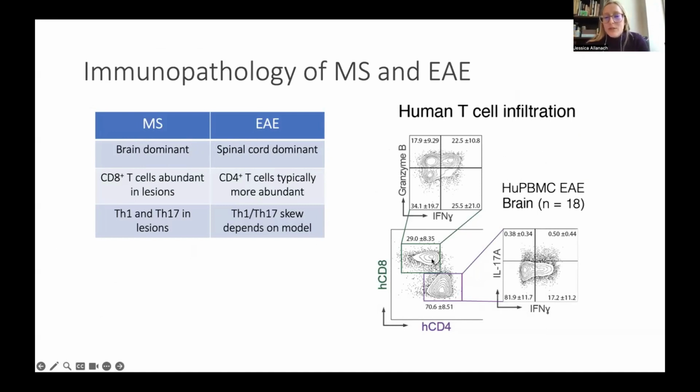Human CD4s and human CD8s. Most of our human CD4s that are entering the CNS are highly interferon gamma producing. Those that produce IL-17 actually tend to be double positive. So you see relatively few single positive Th17s. And then associated, we have these CD8 T cells that are highly cytotoxic. So a lot of them express interferon gamma and/or granzyme B.